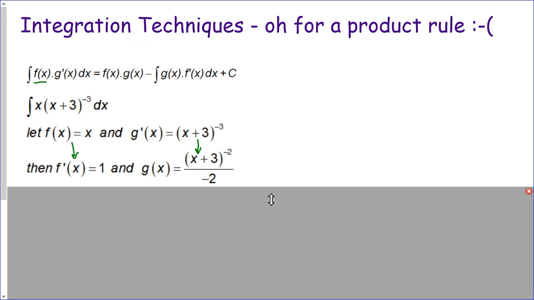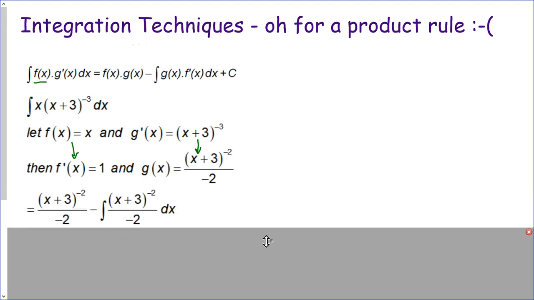Now I plug these things into this formula. So I'm going to get f times g, all right? And f is just, okay, I've made an error here. Here's g. F is just x, so there should be an x over here, minus the integral of f dashed, which is 1, times g. And now I've got my integral there. Okay, I've got g there.